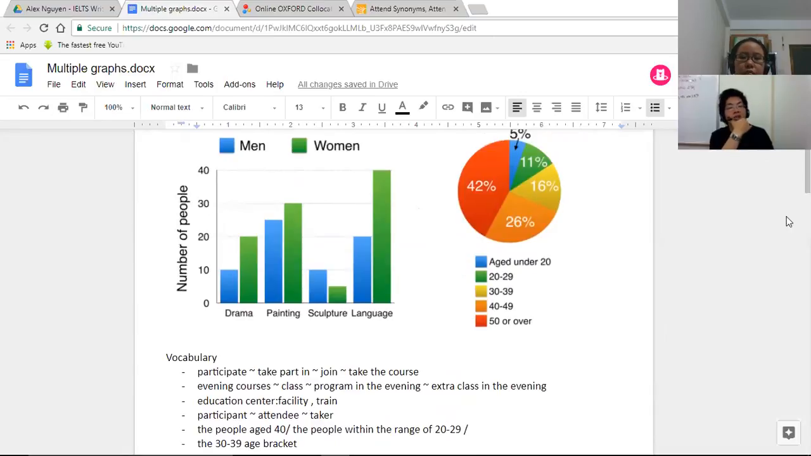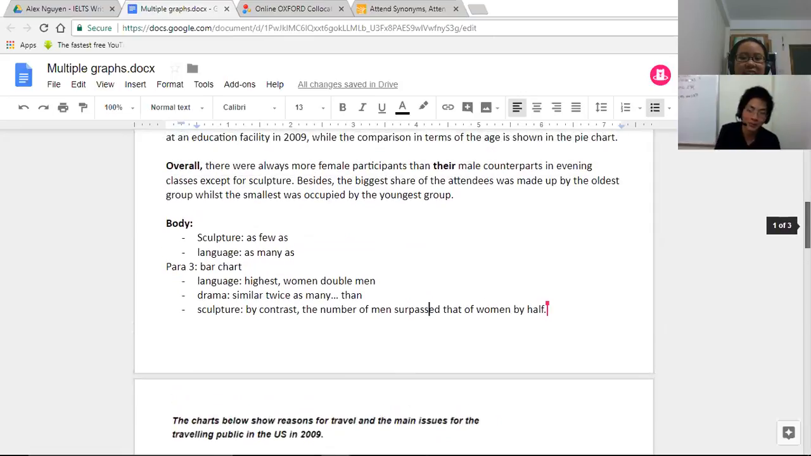I've never seen this structure before. It's quite... I'm not saying it's common, but actually it has been used. I've seen it used quite many times in this particular context. It has to be this context. So if you are not sure, you should not use this sentence in other kinds of sentences. You have to think before you use it.